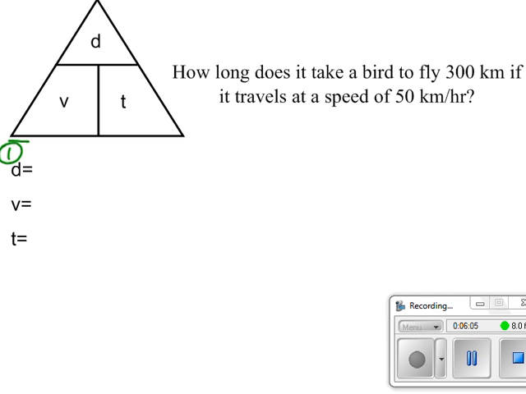In this case, the first number I see is 300 kilometers. Kilometers is a distance measurement, so I'm going to put that next to where I wrote down distance. It's a good idea to write down your 3 variables and then just fill in, and then you can see what is missing. My second number is 50 kilometers per hour. 50 kilometers per hour is a velocity or a speed.